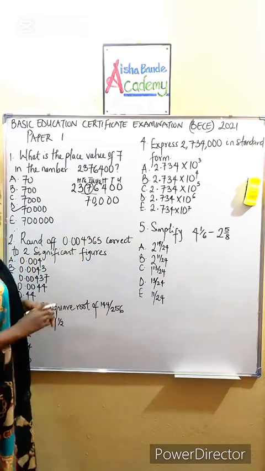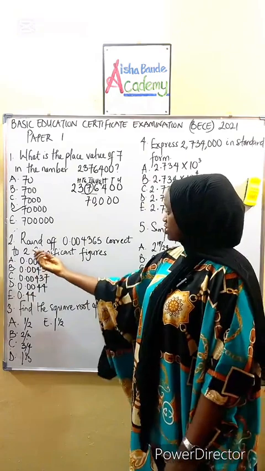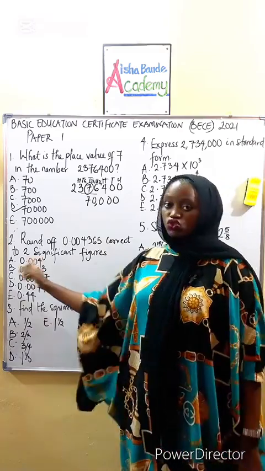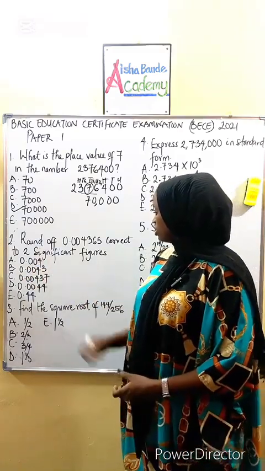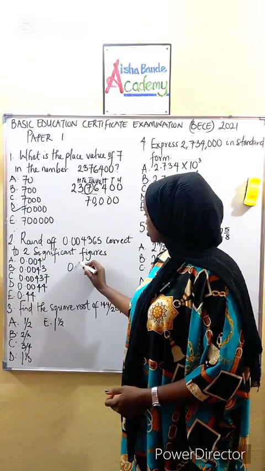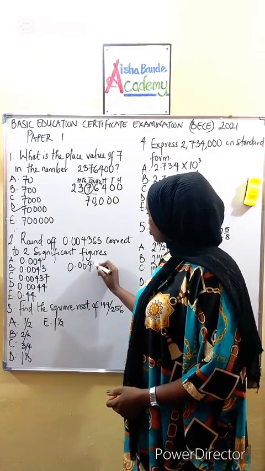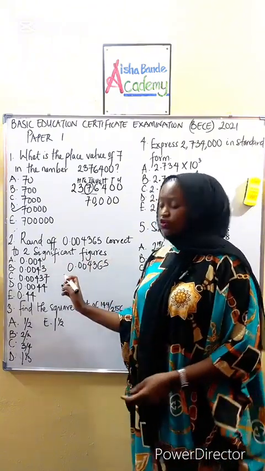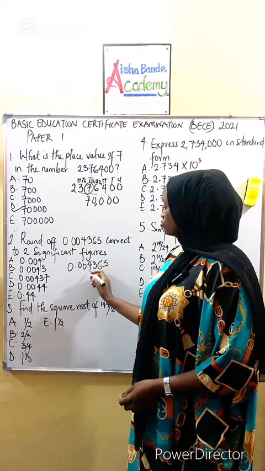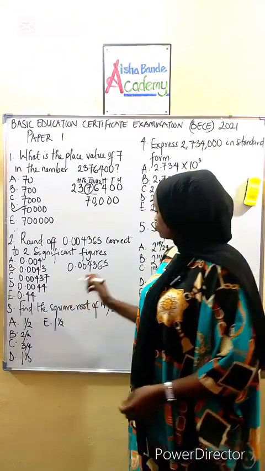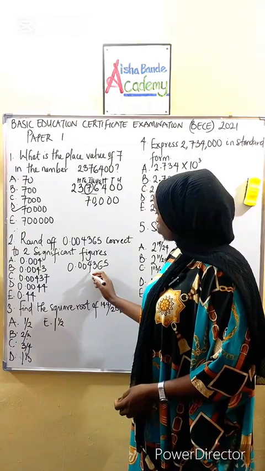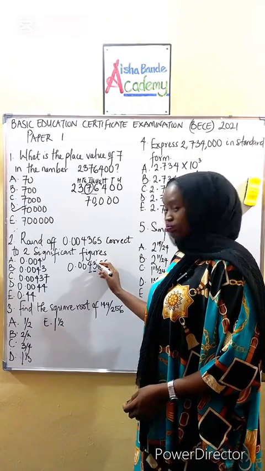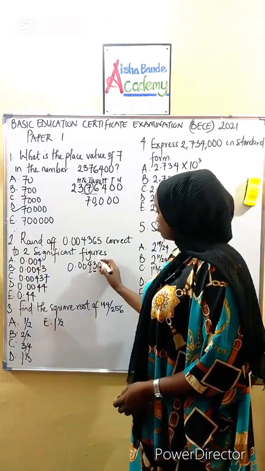Okay, so moving on to question 2, it says round off 0.004365 correct to two significant figures. So let's solve this. This is 0.004365. To two significant figures, we start counting from the non-zero numbers, which start from 4. So here we have 1, 2. So we are going to stop at the figure 3. The number after 3 is 6.